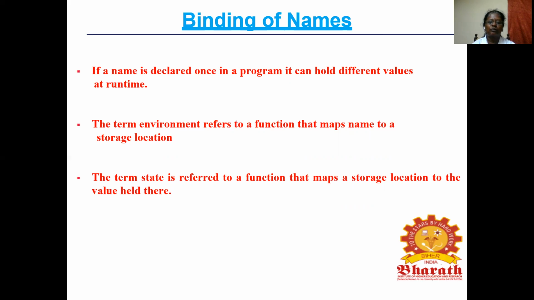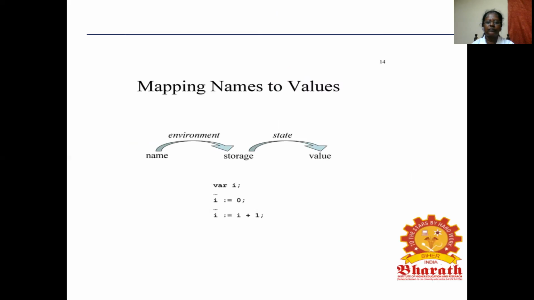The values will be moved from one state to another state. That is called a map, from the location to the value held there. So this is the binding of names. The name will vary at runtime. So this is the mapping of names to values.